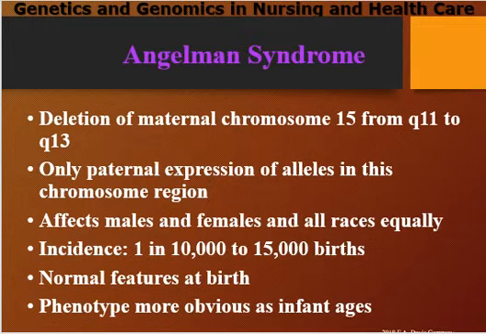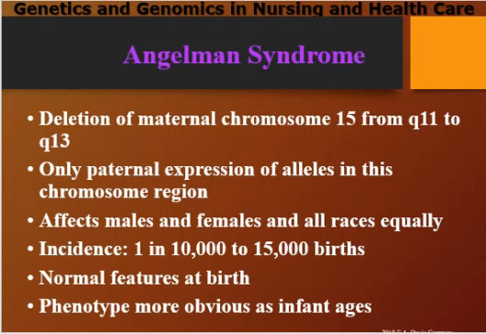Okay, Angelman syndrome. That is a deletion of maternal chromosome 15 from the section of the long arm from 11 to 13. The Q, remember, refers to the long arm of the chromosome. And here, if there is a deletion of the maternal chromosome, then only the paternal expression of alleles in this chromosome region exists. So no maternal expression, only paternal expression, results in Angelman syndrome.